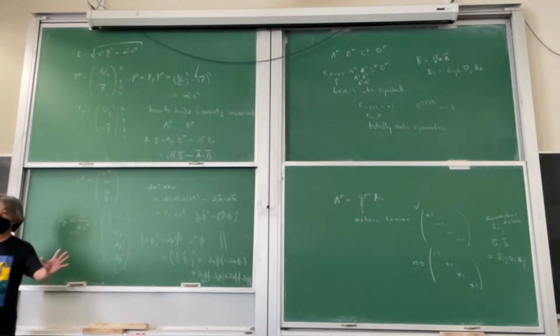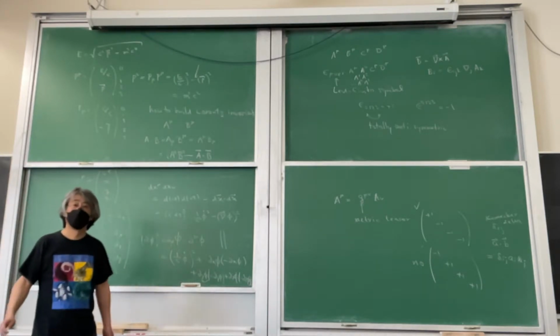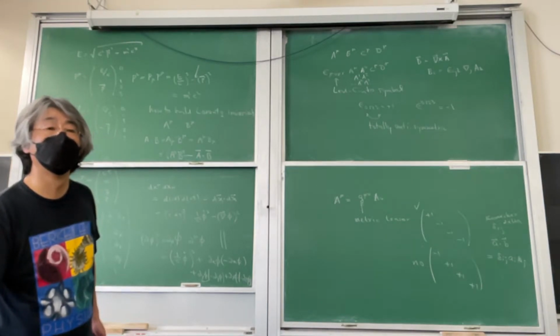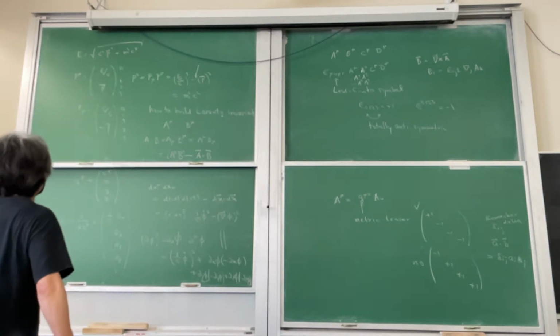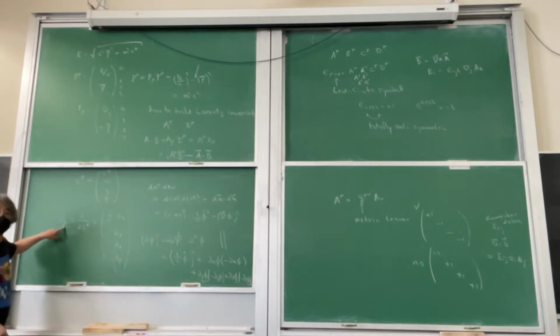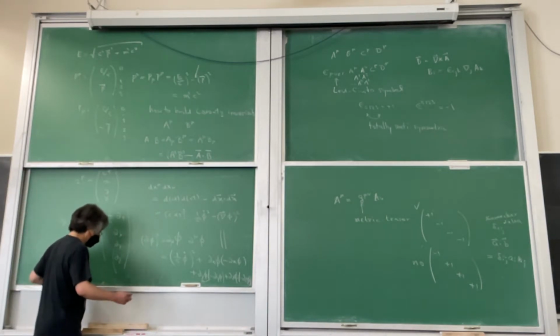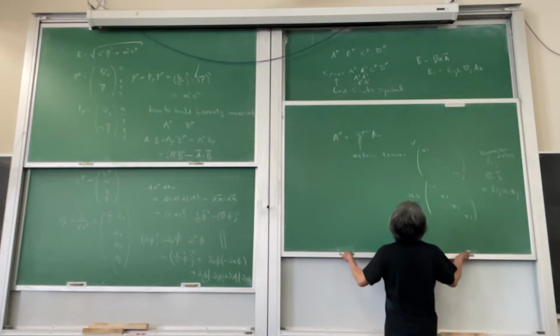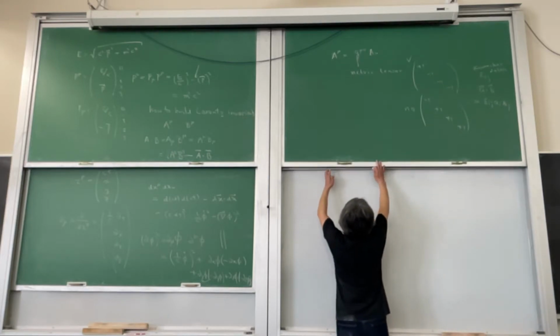So far, so good? I'm not sure I really understand why, when you take the derivative, it ends up being a lower index, but you're taking the derivative with respect to the upper index? Ah, okay, so let's see. That's a good question.